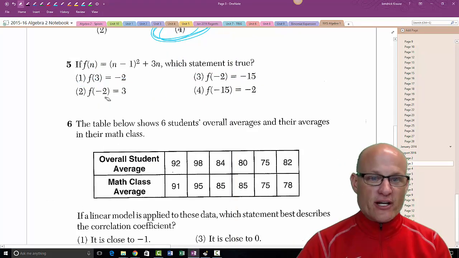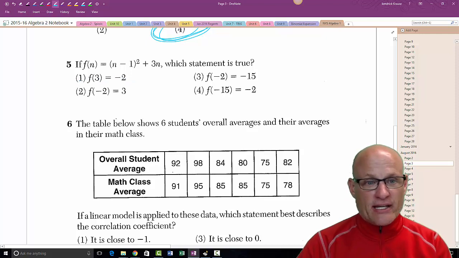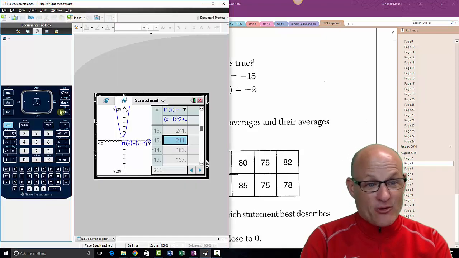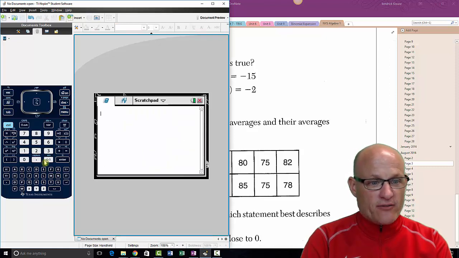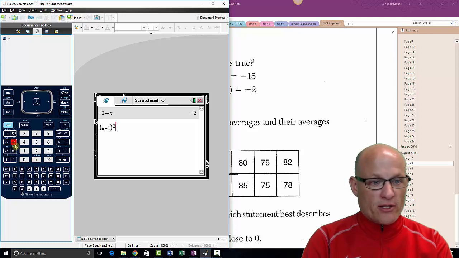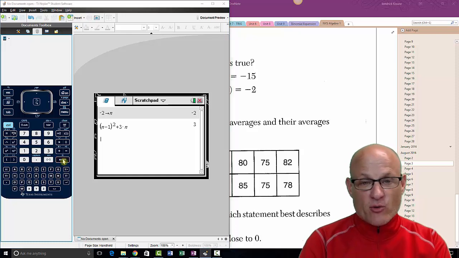Now, how would you have done it another way? You could have done it by just plugging in -2. So you could have said, oh, another way I could have done it on my calculator is to go over here and say, okay, -2, control var n. In this case, I can use n if I want to. And I'll use parenthesis n minus 1 parentheses squared plus 3n. I believe that was the equation. And I get 3. So that's another way to do it.